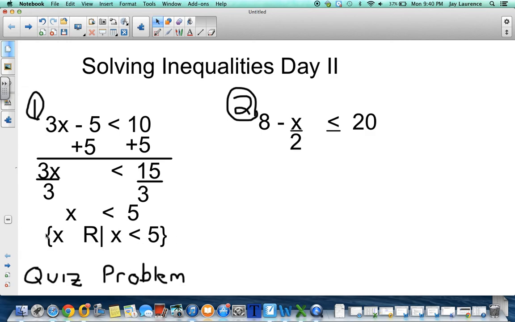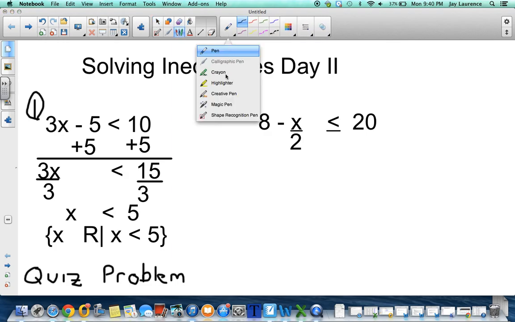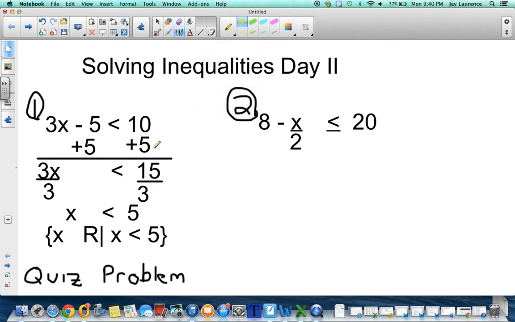Okay, so this right here, let me highlight it if I can. Get my highlighter out here. Okay, so this is read as x is any real number such that x is less than 5. Now, if I made a number line, this would be my graph. That's the third way to present my answer.